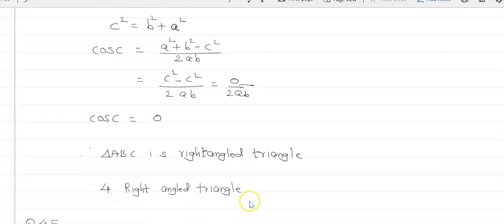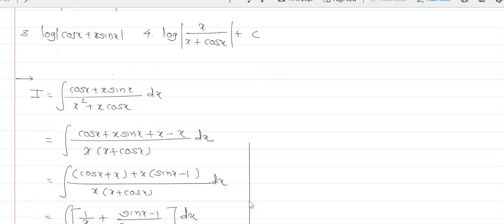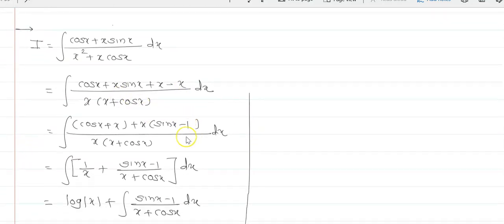Now the next is question number 46. Again you can see this here. One thing is adjusted here, plus x and minus x, cos of x plus x, and take x as common, then you will get x sin of x minus 1. Separate it: cos of x plus x upon x in bracket x plus cos of x, then you will get 1 upon x plus. Next it is sin of x minus 1 into x, and then again x will get cancelled, sin of x minus 1 upon x plus cos of x.